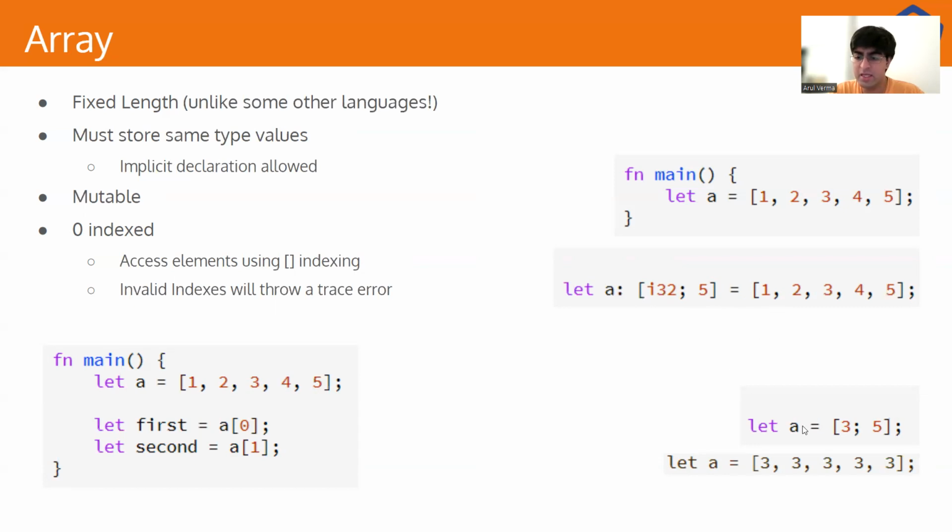We can also say let a equals [3; 5]. And this declaration is essentially the value and the number of times it appears. So this allows us to create an array of size 5 with all values inside being 3. We can see our accesses on the left where we say let a equal 1, 2, 3, 4, 5. First would be a[0], which would give us 1, and let second equals a[1] would give us 2.